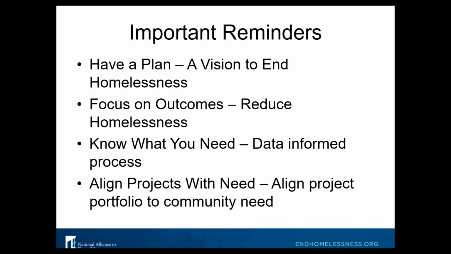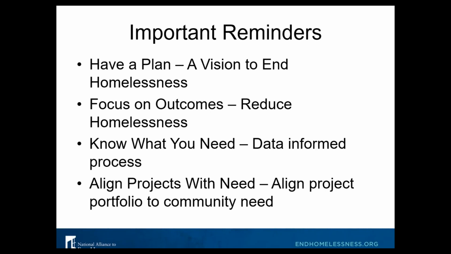HUD states in the 2017 registration notice that they expect communities to use cost, performance, and outcome data to improve how their resources are being utilized to end homelessness. So this isn't just about the competition, as I said before, or what points are available, but rather what is going to reduce and ultimately end homelessness in your community? What is going to make an impact in your actual numbers?